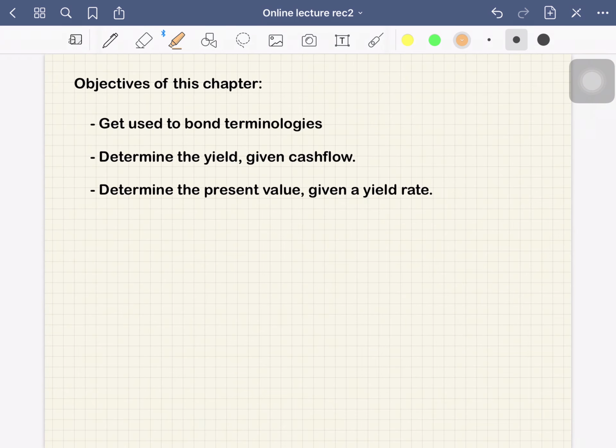Okay, so objectives of this chapter. First, get used to bond terminologies. This is most important. Second, determine the yield given cash flow. And the third one, determine the present value given the yield rate. But actually, the last two are very similar to earlier chapters, chapters 3, 4, and 6. We do similar things to annuity, perpetuity, and also amortization schedule. These are technically very similar to earlier chapters. So getting used to bond terminologies is the main goal of this chapter.